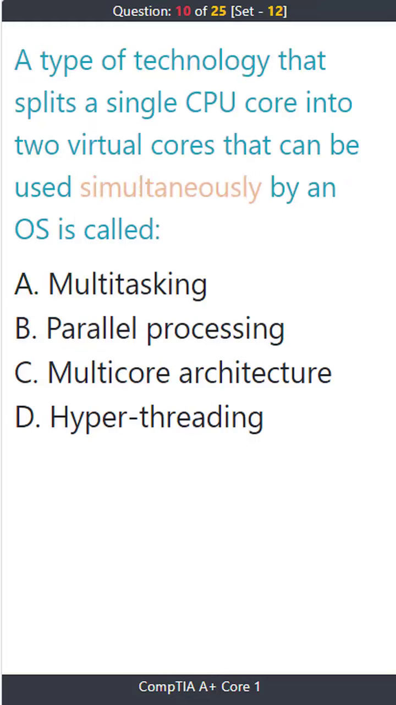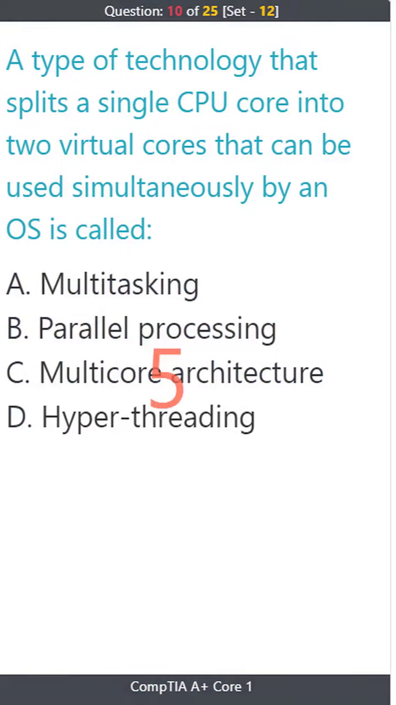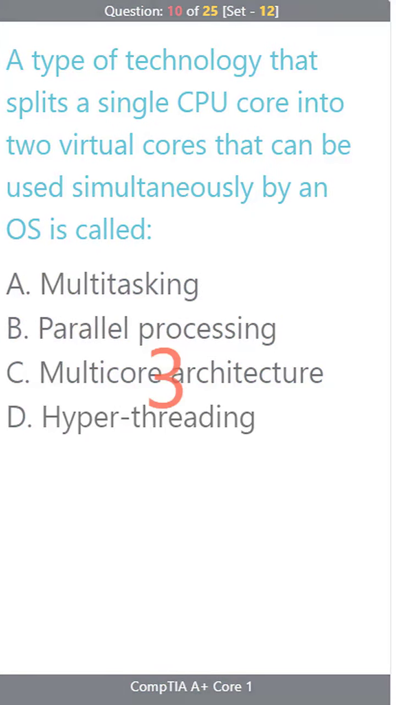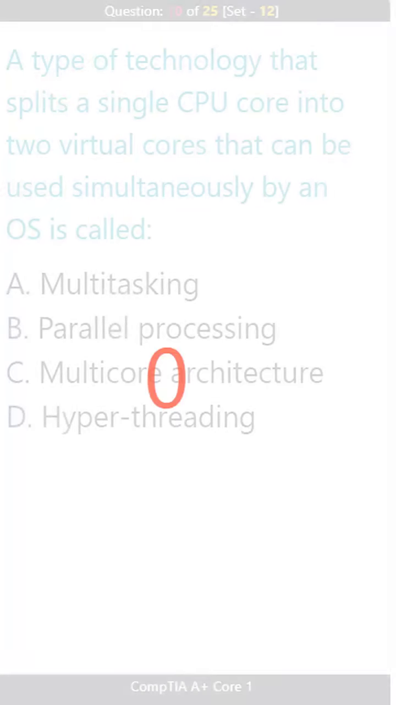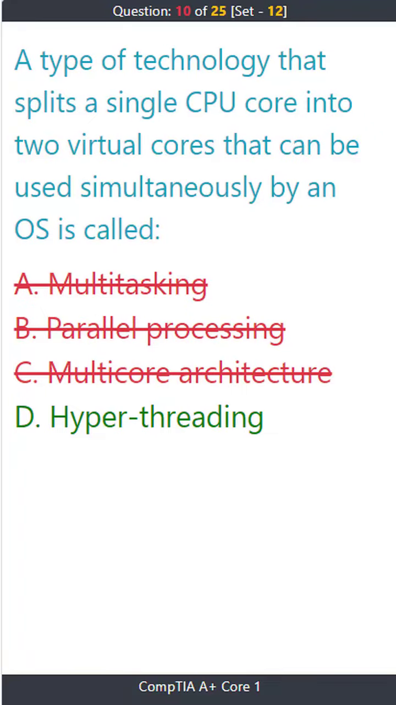Question 10. A type of technology that splits a single CPU core into two virtual cores that can be used simultaneously by an OS is called A. Multitasking, B. Parallel processing, C. Multi-core architecture, D. Hyperthreading. The correct answer is D. Hyperthreading.